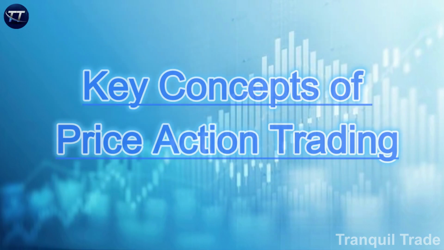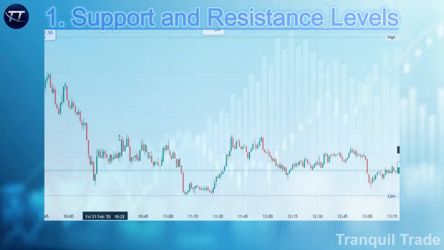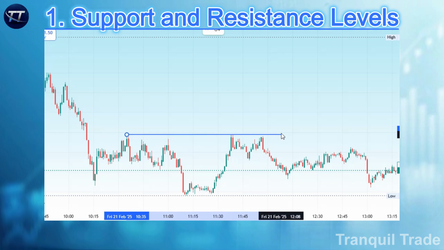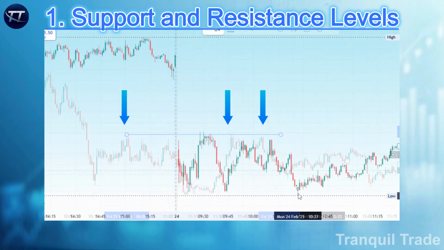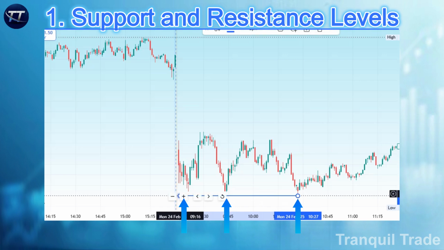Key concepts of price action trading. Support and resistance levels. Areas where price repeatedly reverses. Helps identify entry and exit points. If a stock repeatedly bounces at a particular point, that's a strong support level.